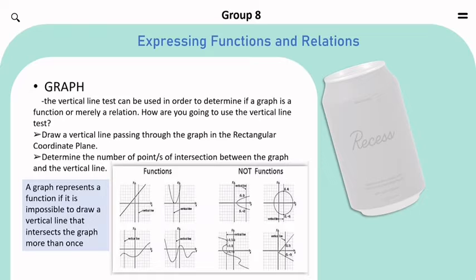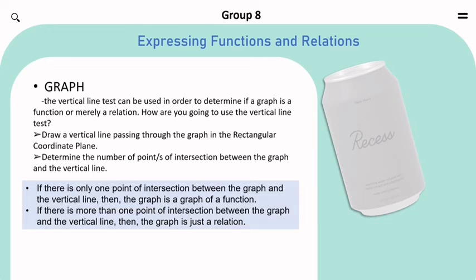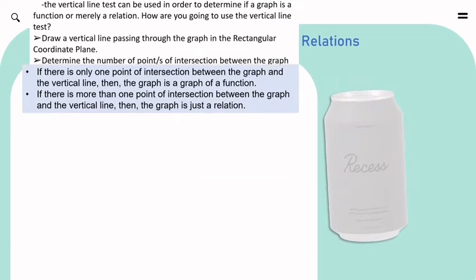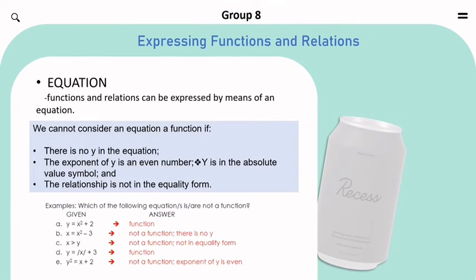A graph represents a function if it is impossible to draw a vertical line that intersects the graph more than once. If there is only one point of intersection between the graph and the vertical line, then the graph is a graph of a function. If there is more than one point of intersection between the graph and the vertical line, then the graph is just a relation.